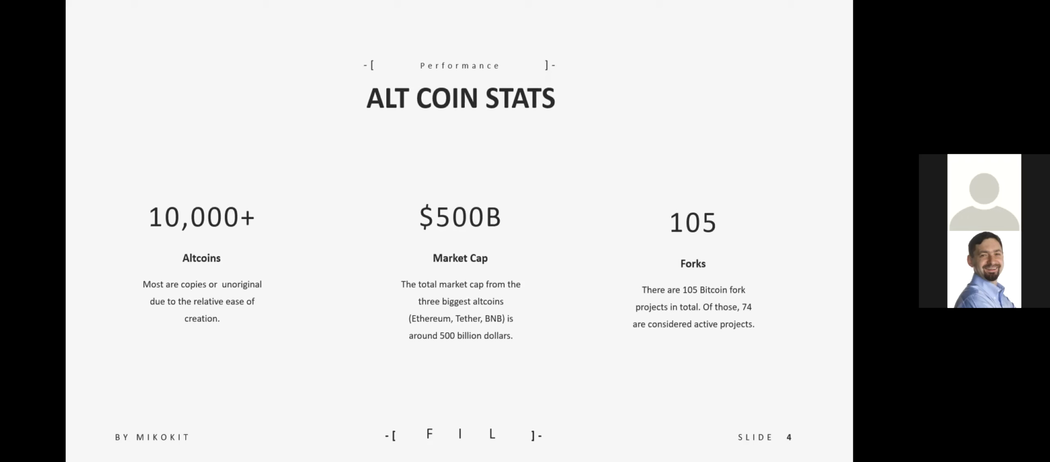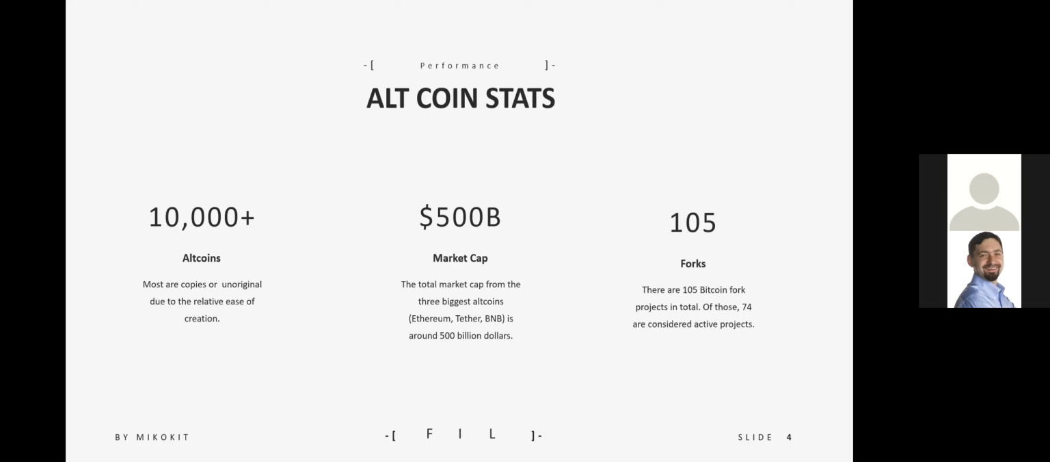So some statistics, yeah, there's 10,000 plus. That's not even necessarily a definite number, because those are just the ones traded on one platform. But you can literally make one or copy and paste one, change a few things, and that could be considered a new one. So most are unoriginal due to the relative ease of creation. So there's a lot, but there's only maybe a few hundred or a few thousand which are seriously traded and have a market cap over maybe $1 million.